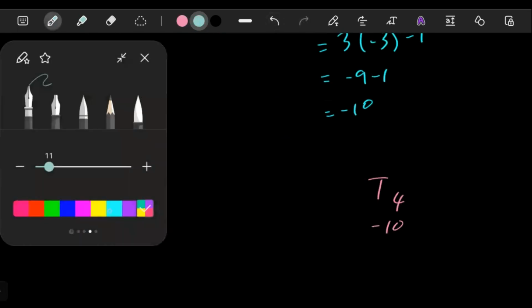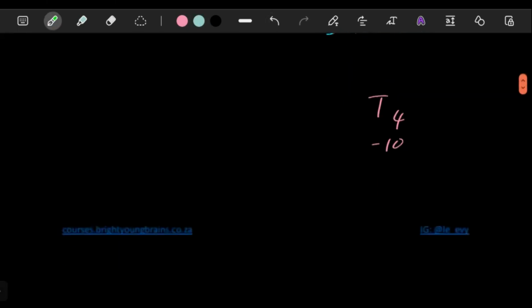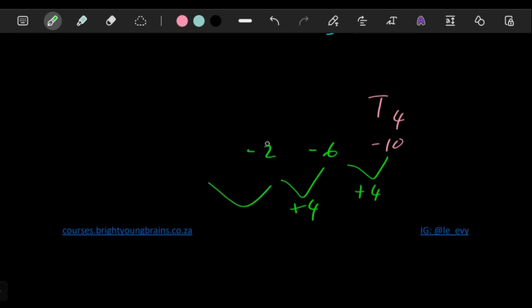Remember, going backwards, we do the opposite of the common difference. So the opposite of plusing a 4 would be minusing. Here, negative 10, if you minus a 4, you'd get negative 6, and then if you minus a 4, you'd get negative 2, and then if you minus a 4, you get the number 2.